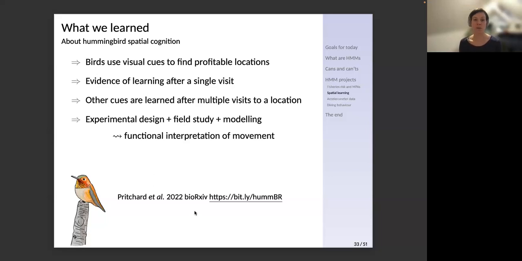We learned that birds use visual cues to find the profitable locations involved with the feeder. We have evidence of learning even after one single visit, but also that other cues are learned after multiple visits to a location. And we also found that if we combine experimental design, field study, and modeling, we can actually get at a functional interpretation of movement, because unlike in field studies, we actually knew what the bird was looking for. If you want to read more about it, it is on bioRxiv as a preprint.